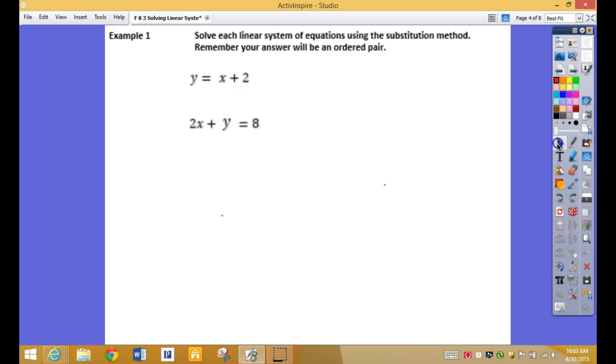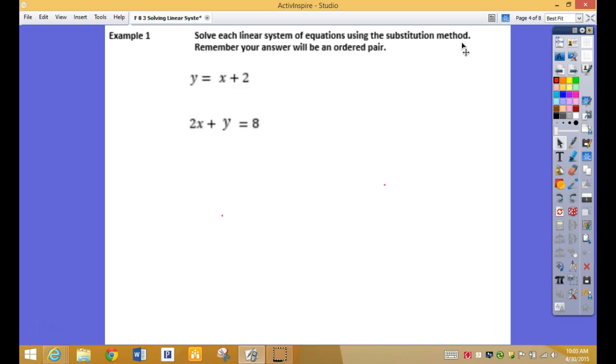Let's practice. So in this situation, it says, solve each linear system of equations using the substitution method. So always read, like when we take our quiz or test, because you have to solve it using what? Maybe it'll say solve it by graphing. Solve it by substitution. Today we're learning the substitution method.